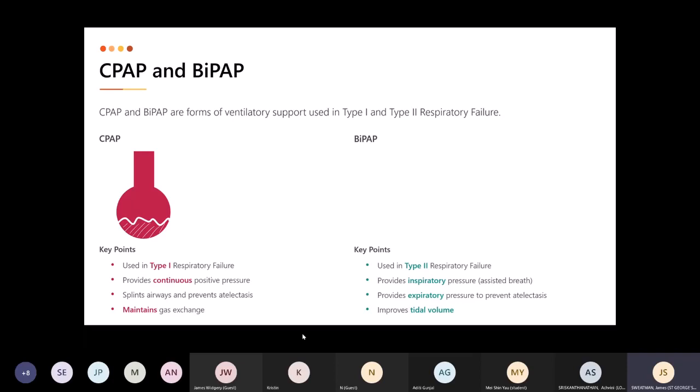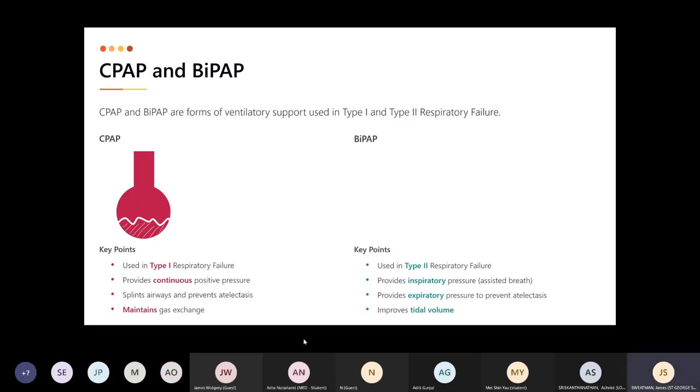And then the way you remember type 1 and type 2 respiratory failure on the ABG: in type 1 respiratory failure, there's one thing wrong on the ABG, which is the oxygen. In type 2 respiratory failure, 2 things wrong on the ABG, oxygen and carbon dioxide.